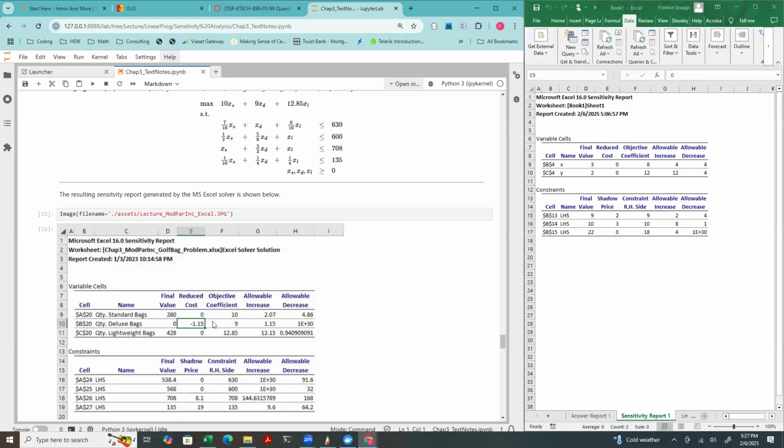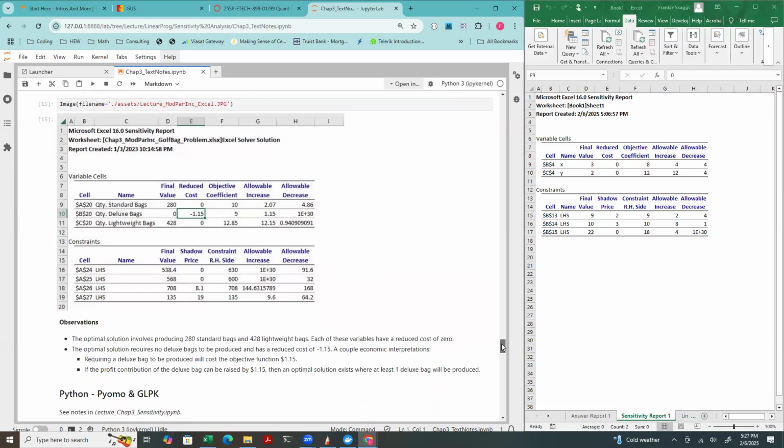Well, you have to increase by the amount of this negative value. So add 1.15 to 9, 10.15, and I would expect to see the X sub D show up in an optimal solution. Yes, and that's where we're at here.